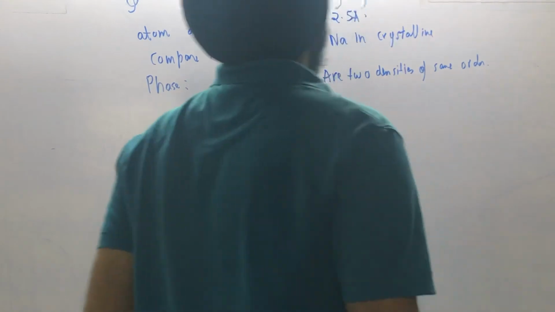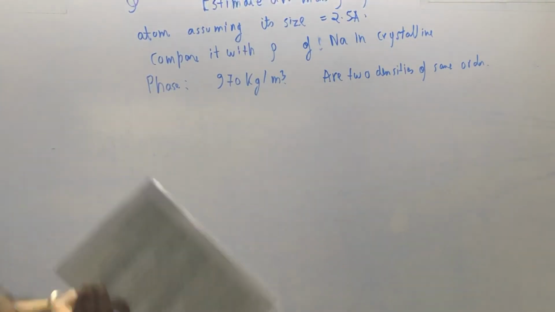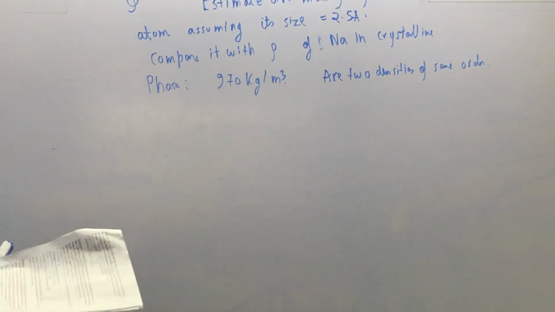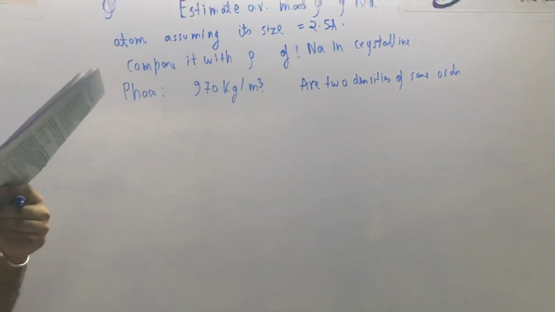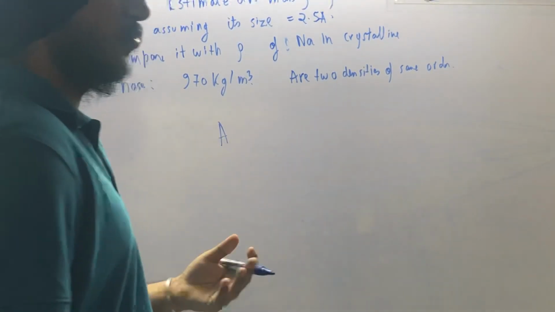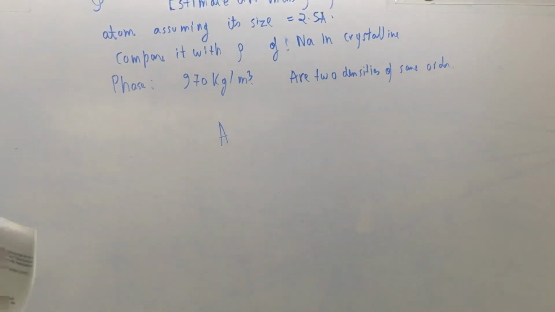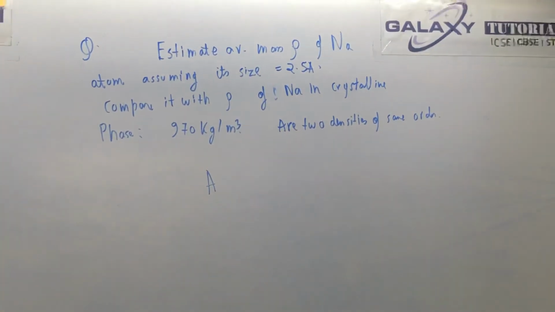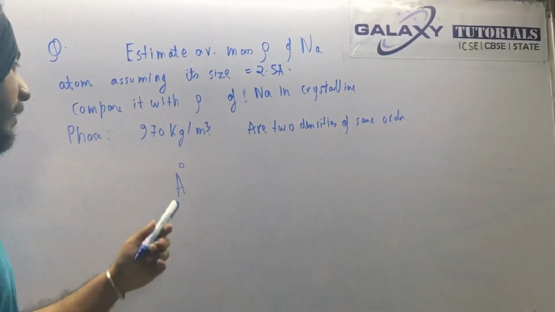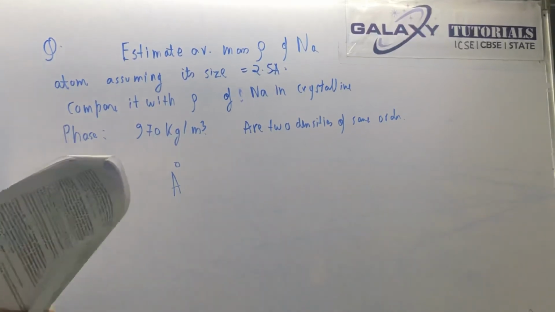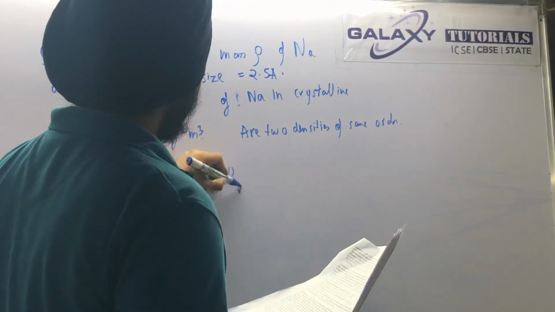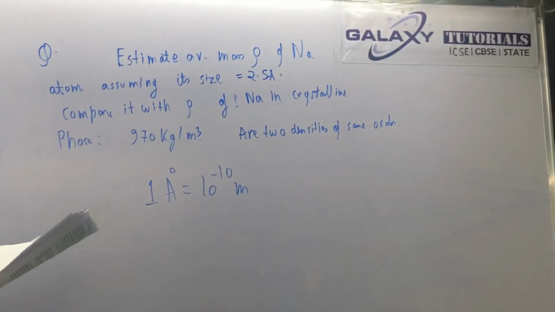What we have to find in the question is the average mass density of a sodium atom, assuming its size to be 2.5 angstrom. Angstrom is another unit, used to measure microscopic distance. Like light year is used to measure large distances, angstrom, represented by A naught, measures microscopic distance. And 1 angstrom is equal to 10 raised to the power minus 10 meter.